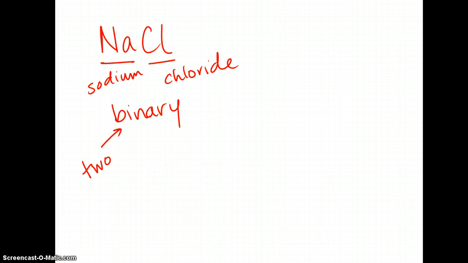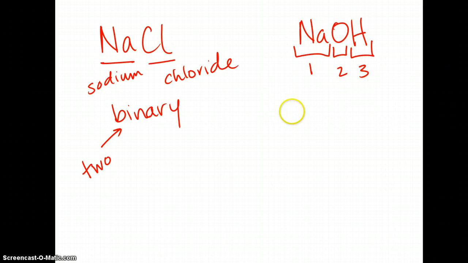But when we're talking about polyatomic ions, we have more than two. So you would have something that perhaps would look like this, NaOH. And just to remember, if it has a capital letter, that it's the start of a new element. So in this case, we have sodium, we have oxygen, and we have hydrogen. So we have 1, 2, 3 different elements. In that case, we call it polyatomic. So poly meaning many ions.